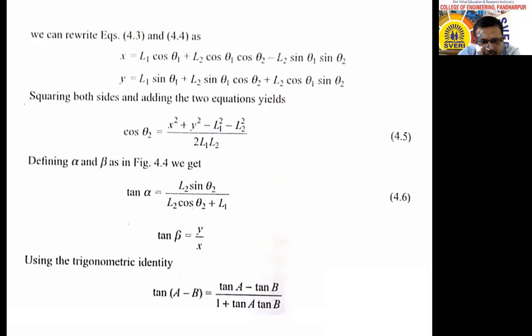Defining alpha and beta as in figure 4.4, we get tan of alpha is equal to L2 sin theta 2 divided by L2 cos theta 2 plus L1, equation 4.6, and tan of beta is equal to y divided by x. Using the trigonometric identity, tan of a minus b is equal to tan a minus tan b divided by 1 plus tan a tan b.